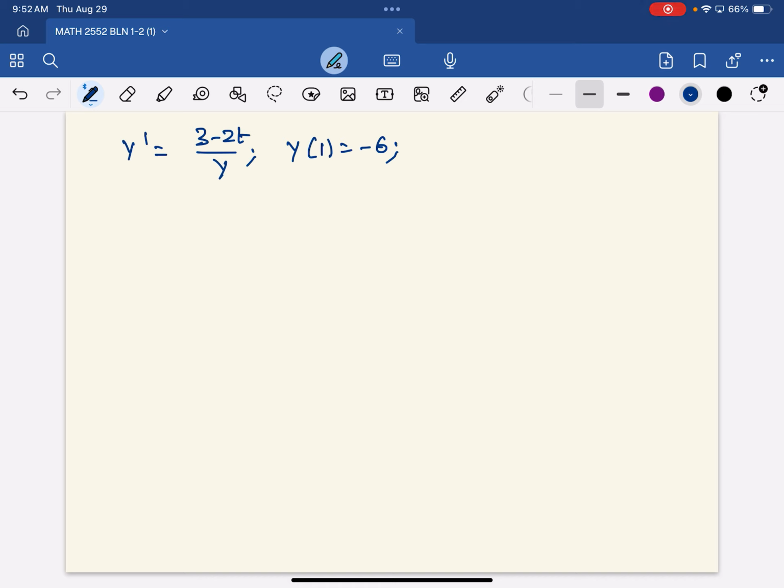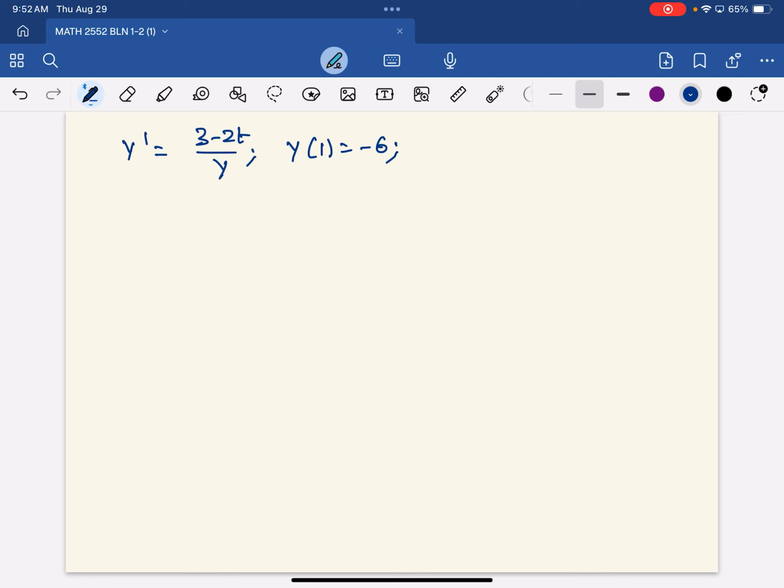So this is a first order differential equation, right? Linear or nonlinear? Autonomous, non-autonomous? Non-autonomous, okay. Now, which method, variable separable or method of integrating factor?